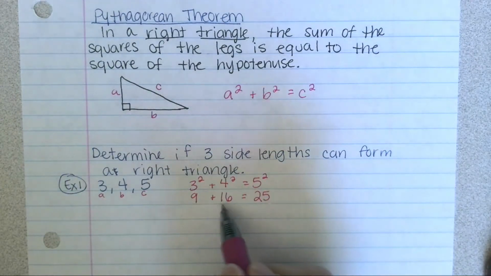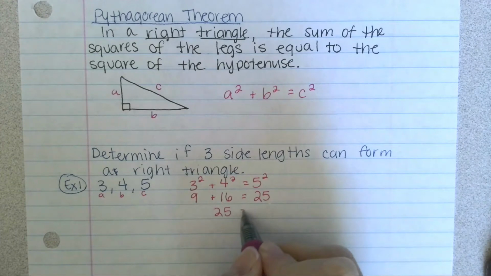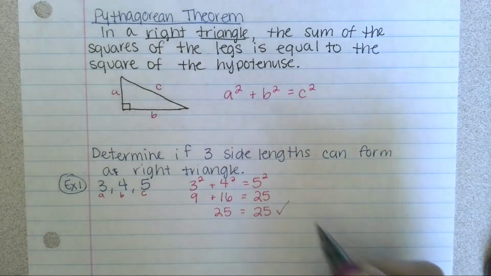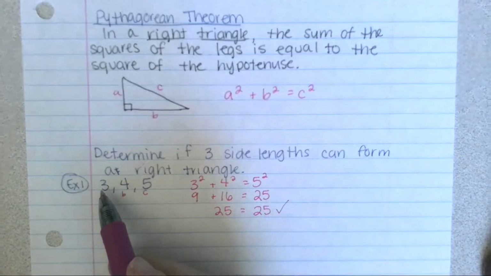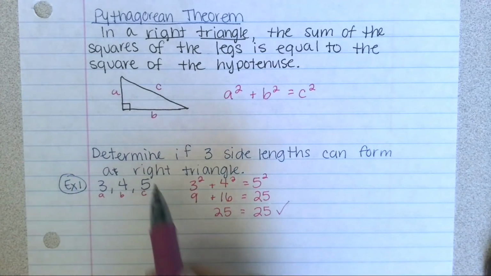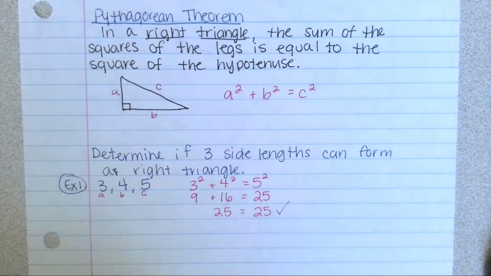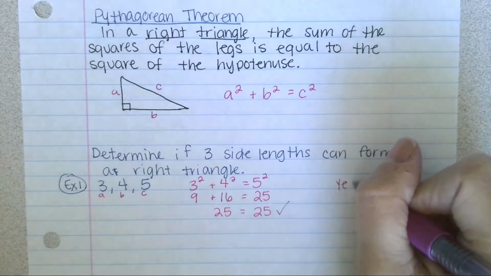9 plus 16 is in fact 25, so that works. So a right triangle with side lengths 3, 4, and 5 will make a right triangle. Yes, these can form a right triangle.